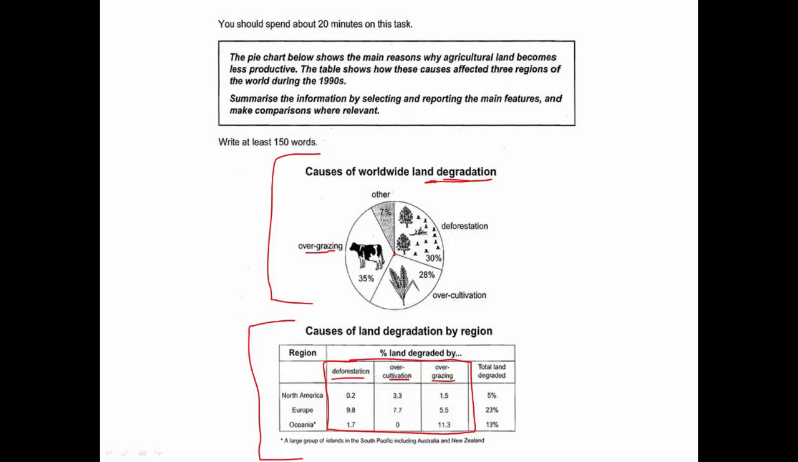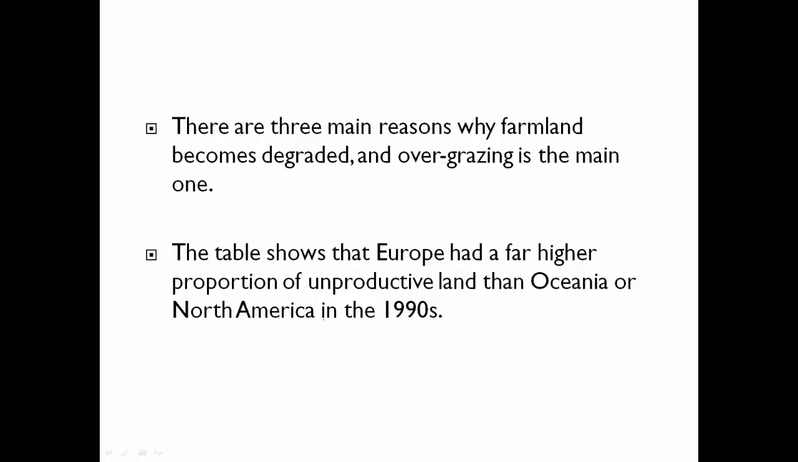Okay, there's just too much information here and we're not going to talk about that. What we need to do is look at this and see if there is any significant information here. The most significant information here is Europe has much more land degraded than North America and Oceania. So the two key features are: there are three main reasons why farmland becomes degraded, and overgrazing is the main one. The table shows that Europe had a far higher proportion of unproductive land than Oceania or North America.